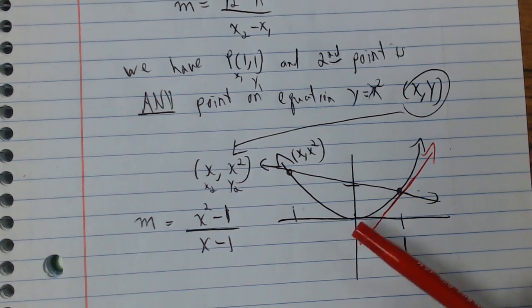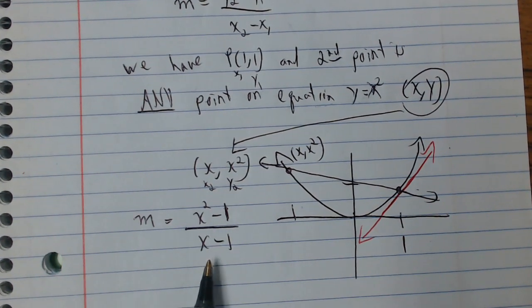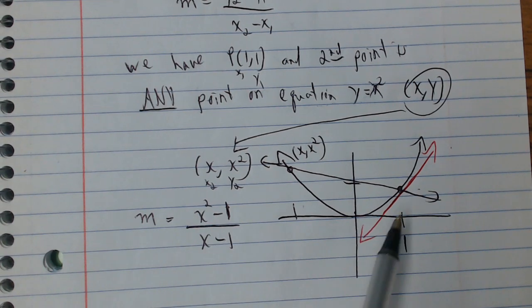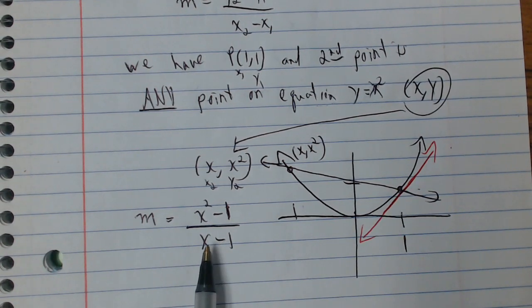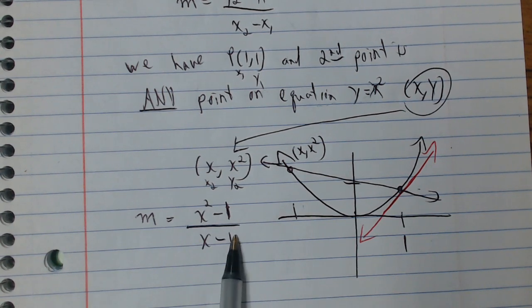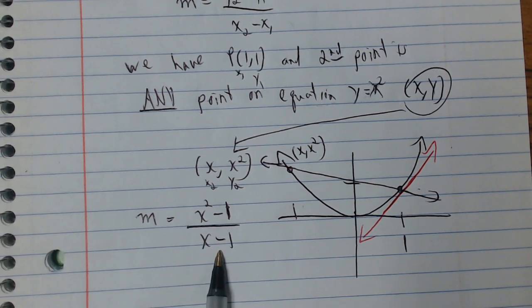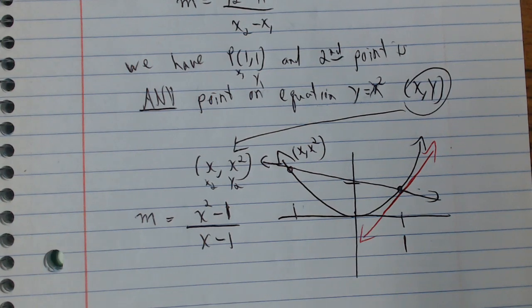So here's the thing. What's the problem? Why can't I plug in 1 for x and say, look, if you want to find the slope of the tangent line, we need x equals 1. If I plug in 1 for x here, the problem is I get a 0 in the denominator, so I can't do that. So notice what happens now.